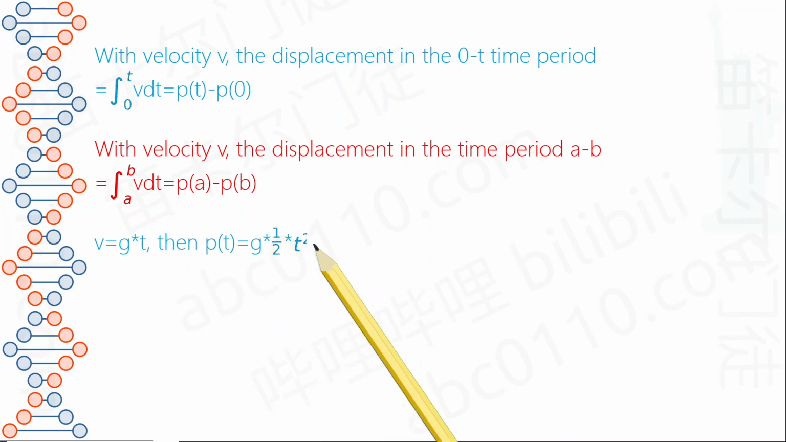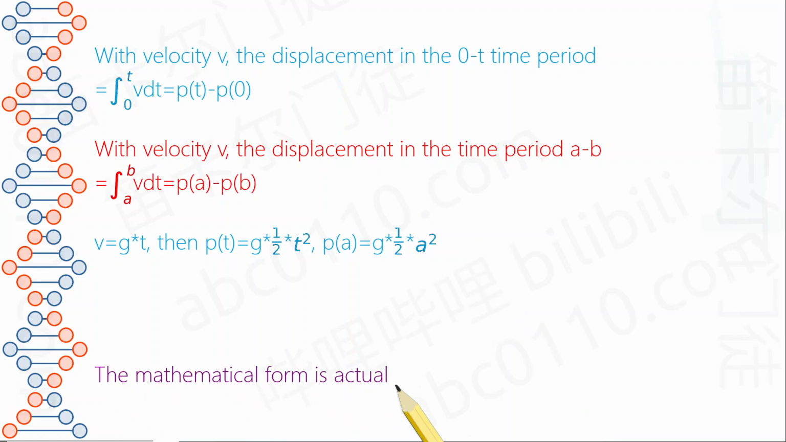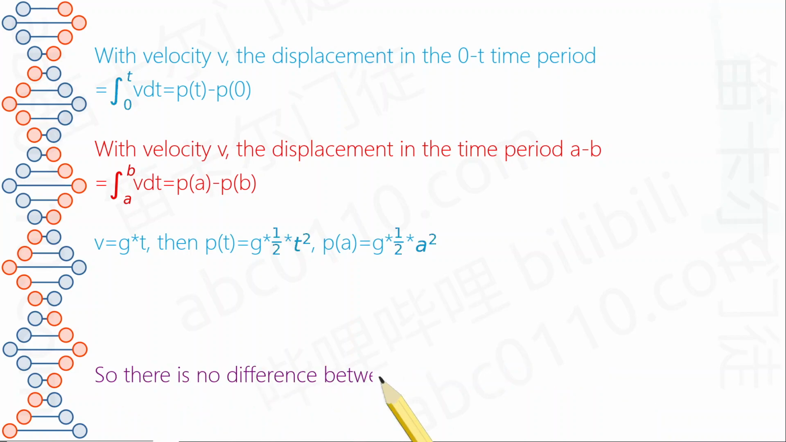v equals g multiplied by t. Then p(t) equals g multiplied by one half multiplied by t squared. p(a) equals g multiplied by one half multiplied by a squared. The mathematical form is actually very simple. Logically speaking, g multiplied by t and g multiplied by x are essentially the same. So there is no difference between f(t) and f(x).